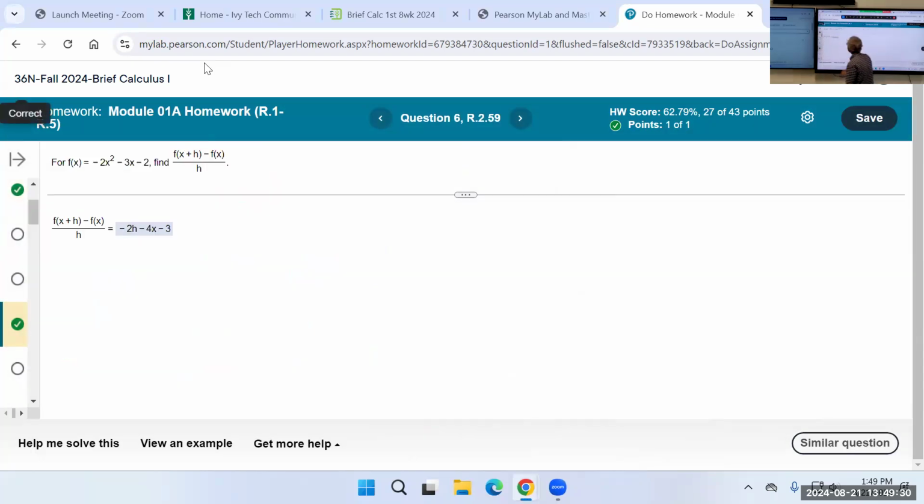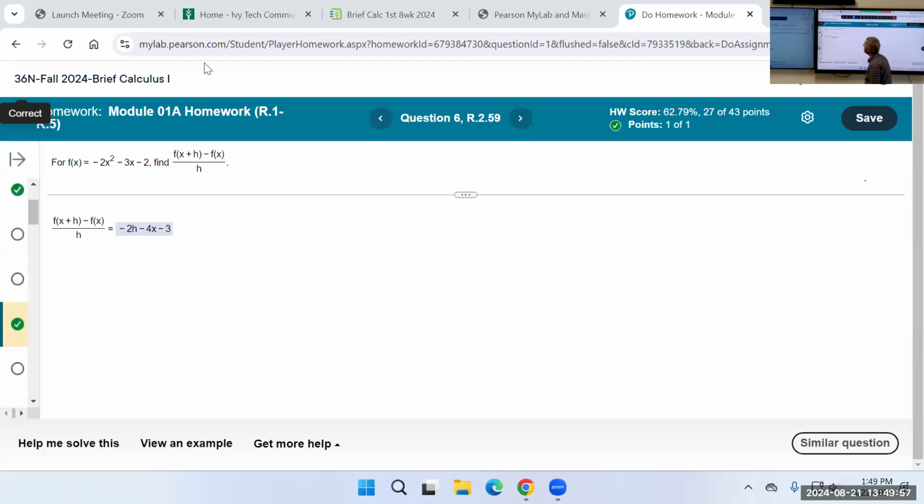Let's go to problem 6. See if I can find it. It looks like I'm finding the difference quotient again for this, but I'm skipping right towards the difference quotient and not starting with evaluating things. So what does the problem ask me to do? It says find f of x plus h minus f of x over h. Okay.